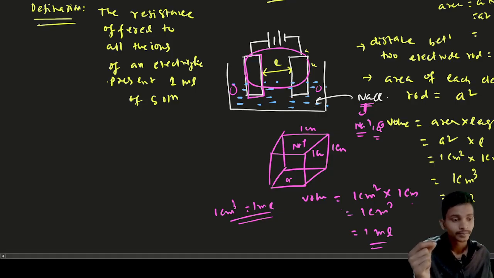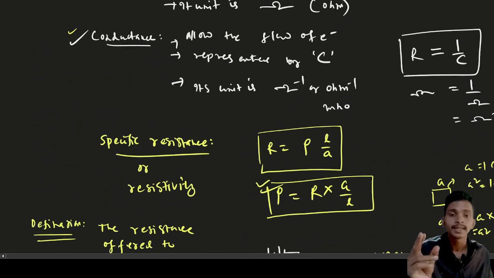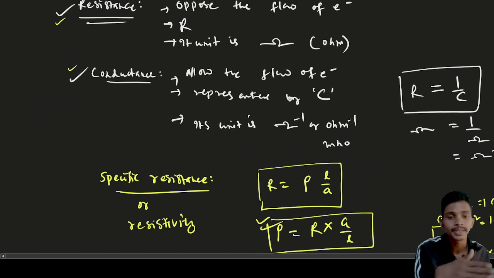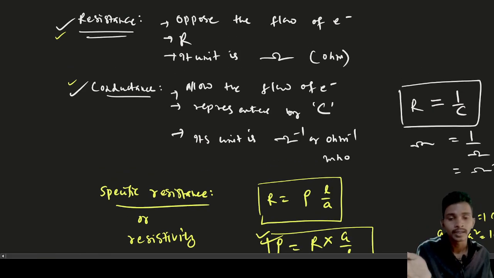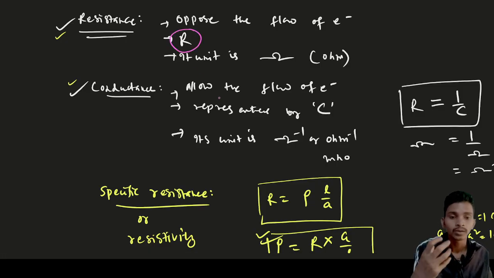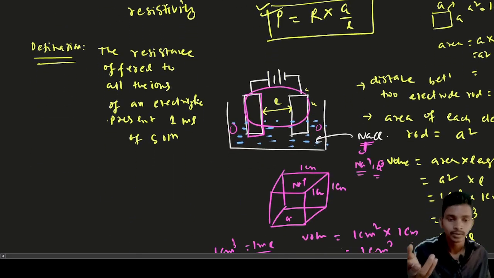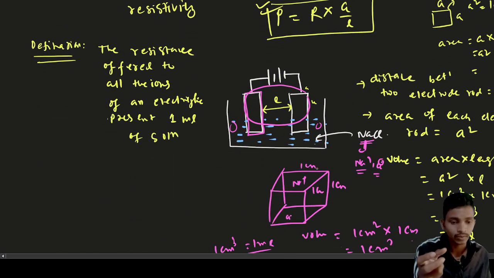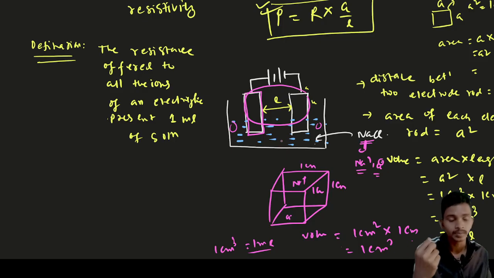Previously we said resistance, but we did not specify anything, so that was not complete; we did not say where the resistance is measured. So that resistance value will vary. But this value we call specific, meaning within this 1 milliliter of solution, how much resistance is offered to the ions of the electrolytes, that is called specific resistance.